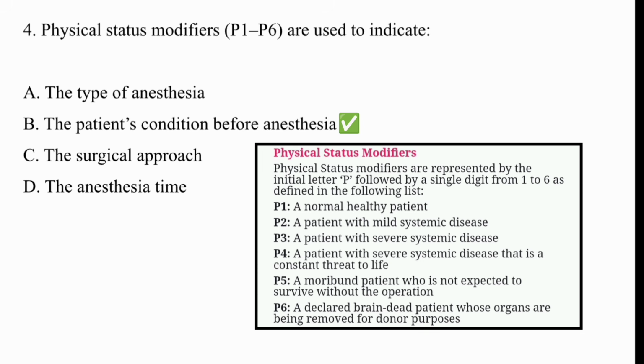P1 is for normal healthy patient. P2 is for patient with mild systemic disease. P3 is for a patient with severe systemic disease. P4 is for a patient with severe systemic disease that is a constant threat to life. P5 is for a moribund patient who is not expected to survive without the operation. And P6 is for a declared brain dead patient whose organs are being removed for donor purposes. These physical status modifiers describe the patient's pre-anesthesia health status.